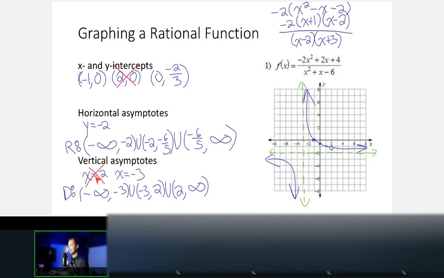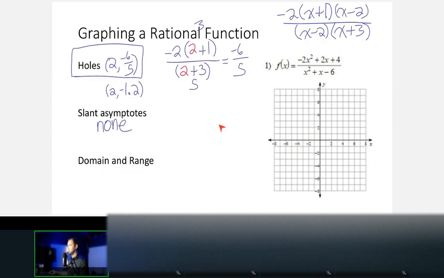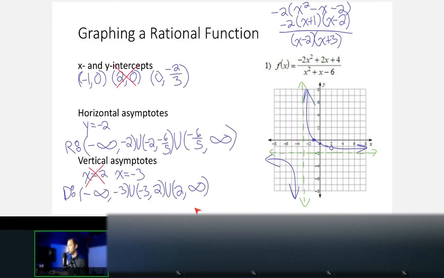One of them was not a VA because it was a hole, and we know that because we have matching factors. This tells us there's your hole at x equals 2. So we crossed that off from the VA list, and on the next page, we showed that work to actually calculate the hole. Also, because it's a hole at x equals 2, it can't be an x-intercept. So we actually had to go back and cross this one off too. A lot of things to remember here, right?